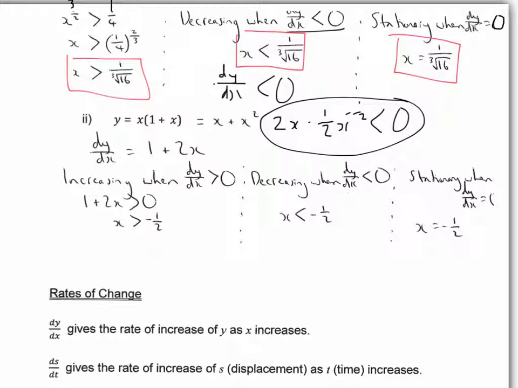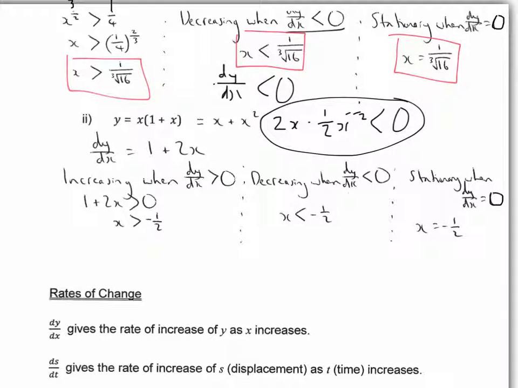So this is an increasing function when dy dx is positive. So I get this rather more simple inequality, and I get this range of values there. It's going to be decreasing when dy dx, when this thing here, is less than 0. Going through the algebra, you get that x is less than minus a half. And it will be stationary when dy dx is exactly equal to 0. Not greater than 0, not less than 0, but actually equal to 0, and that happens when x equals minus a half.